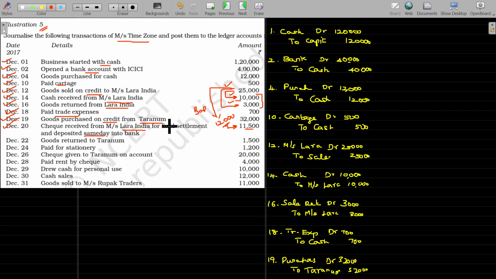And that too, the payment received by way of check. So you can now debit the bank account here on 20th December. Bank account debit, the value being 11,500. Discount allowed, debit 500 rupees to Messrs. Lara India, okay, 12,000.